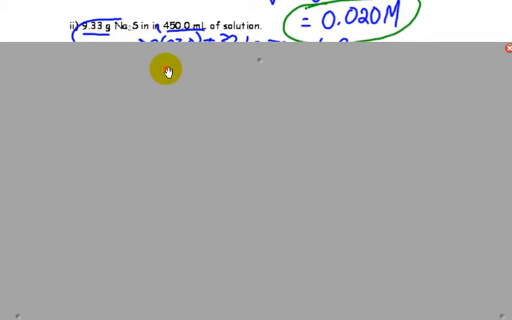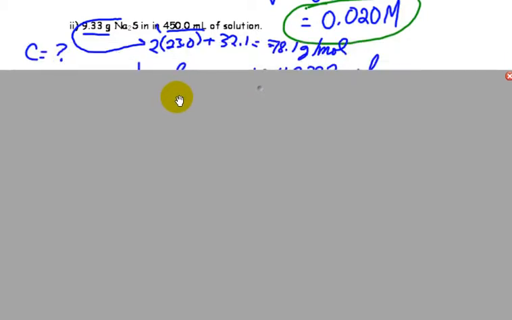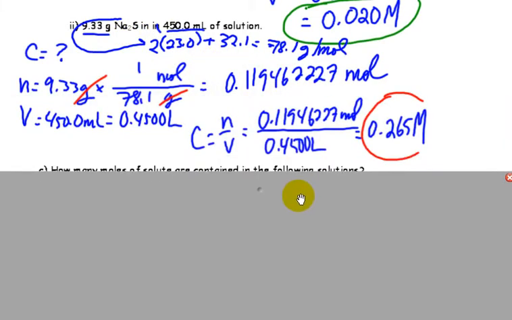Okay, if you had a chance to work through that question, first of all, 2 sodiums and 1 sulfide gives you 78.1 grams per mole. And working that out, converting 9.33 grams to moles, we get this, 0.119462227 moles. 450 mL, of course, is 0.4500 liters. So working that out, we get 0.265 molar. 4 sig figs, 3 sig figs, so I need to have 3 sig figs in my answer.